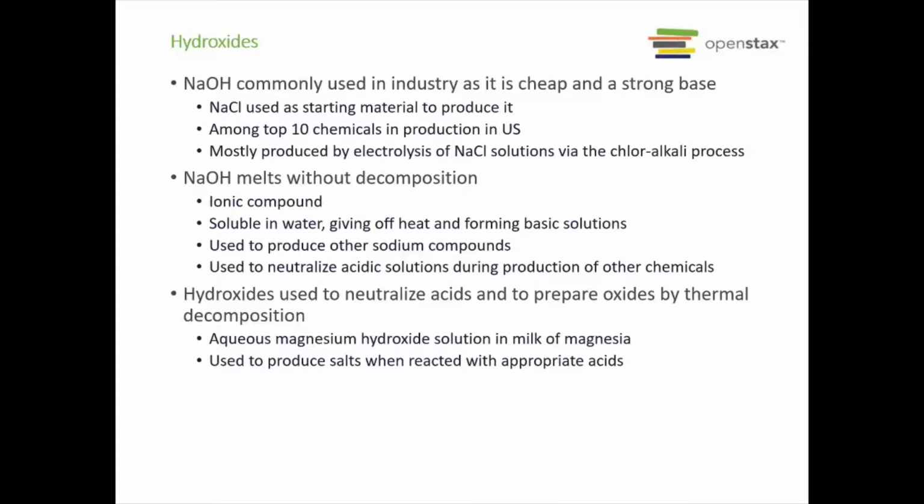Now, sodium hydroxide is very commonly used in industry. It's cheap, it's a very strong base, it's great. Sodium chloride tends to be the starting material used to produce it. One interesting thing about NaOH is that it is among the top 10 chemicals in production in the United States. It's mostly made by electrolysis of sodium chloride solutions via the chlor-alkali process.